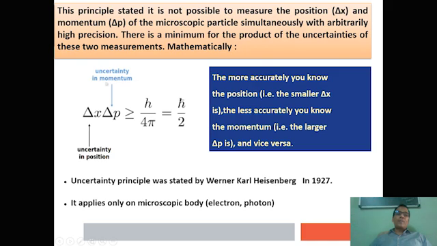Here delta p is the uncertainty in the momentum, or one can say the error in its momentum, and delta x is the uncertainty in its position. So one can say the more accurately you know the position, the smaller delta x, obviously the error will be less, and the less accurately you know the momentum, the larger will be its uncertainty, and vice versa. This uncertainty principle was stated by Heisenberg in 1927. That's why this is known as Heisenberg's uncertainty principle. And remember, this applies only to microscopic bodies like electrons and protons, and it is not true for big objects.